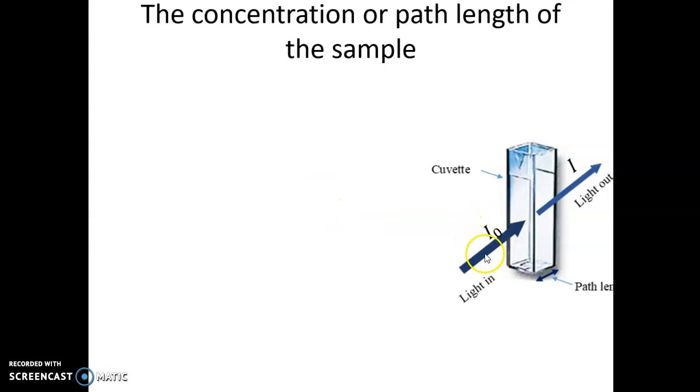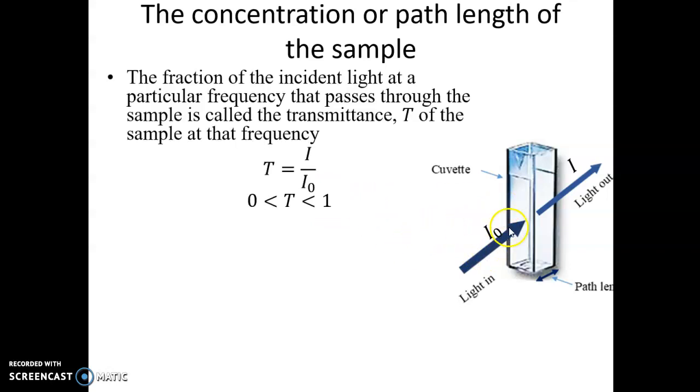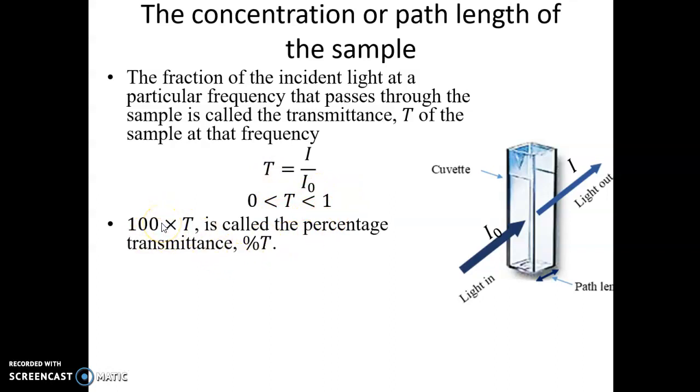If we look at it, the amount of light that goes in is different from the amount of light that comes out, usually. Not always, but usually. That's because the sample must have absorbed some of the light. Now, the fraction of the incident light, that's the ratio of the outcoming light to the intensity of the incoming light, that ratio is called transmittance. It is usually less than 1, and if we multiply it by 100, it becomes the percentage transmittance.